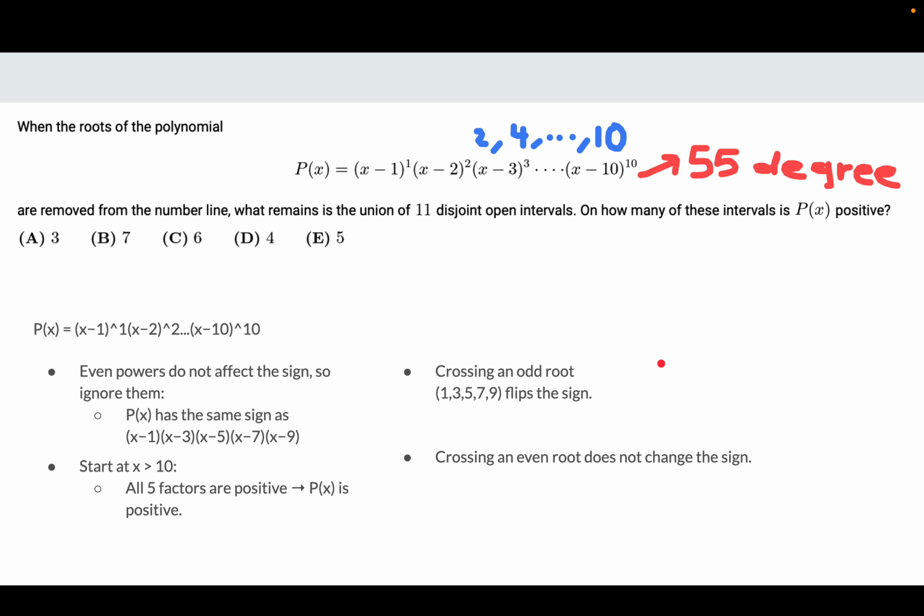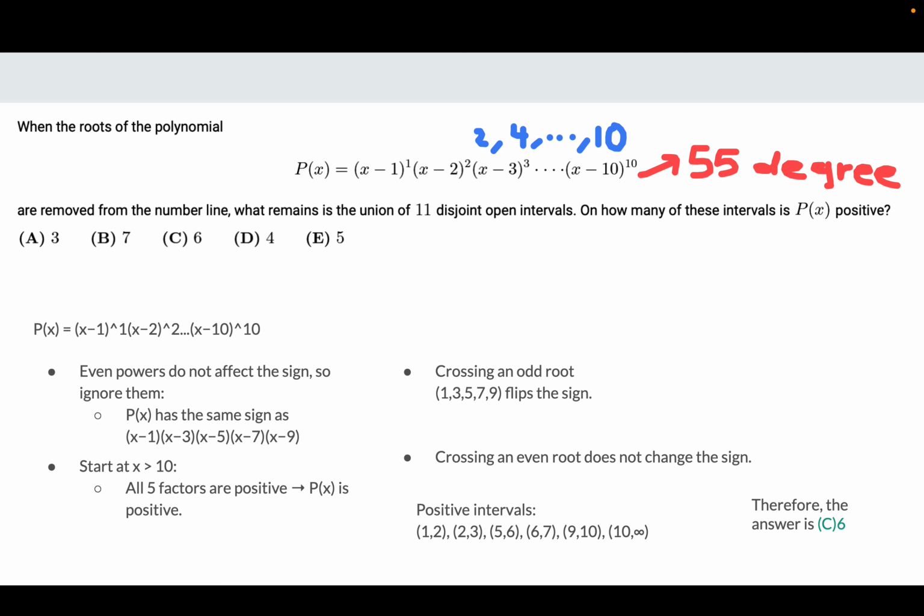So with this information, our winning positive intervals are 1 to 2, 2 to 3, 5 to 6, 6 to 7, 9 to 10, and 10 to infinity. So this is a grand total of exactly 6 positive intervals.